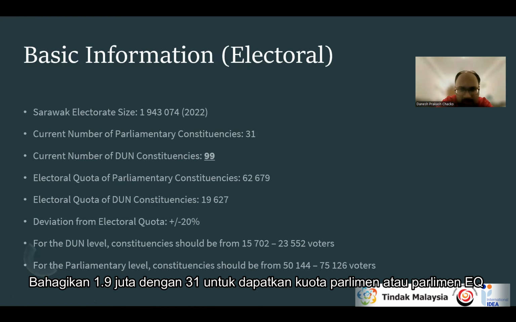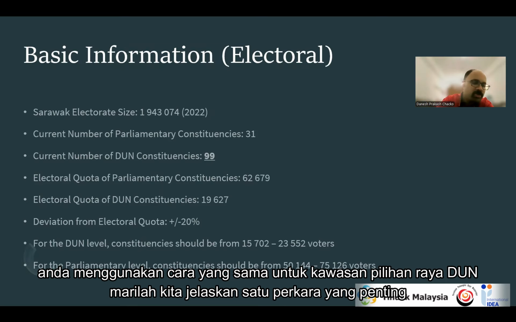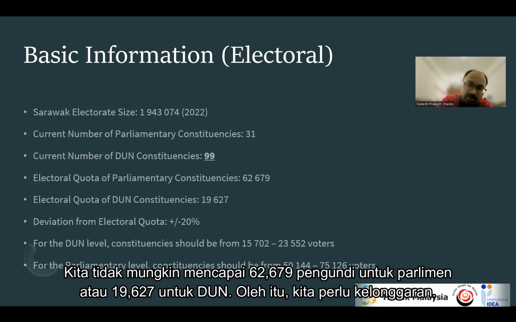Okay? How is it calculated? You take 1.9 million divided by 31, and you get the parliamentary electoral quota, or parliamentary EQ. You do the same for the DUN constituencies. Now, let's be very clear about one thing. It is impossible for us to achieve 62,679 voters for parliament or 19,627 for the DUN. So hence, we need to give a leeway.